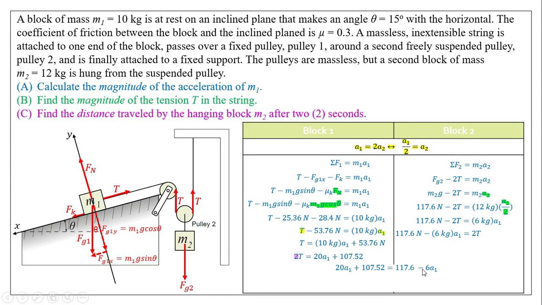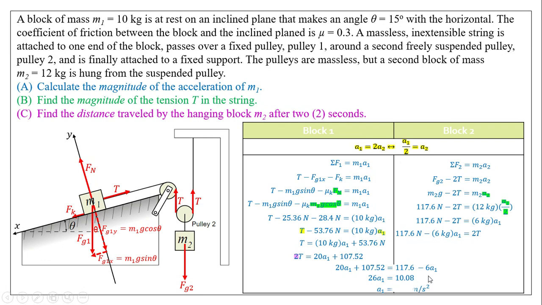I'm going to move this negative 6A1 to the left side, which makes it positive. And I want to move this 107.52, that's positive, to the right side of the equal sign, which makes it negative. So if you do that properly, 20A1 plus 6A1 and then 117.6 minus 107.52 will give you about 10.08. Okay, and then to find A1, we divide both sides by 26.